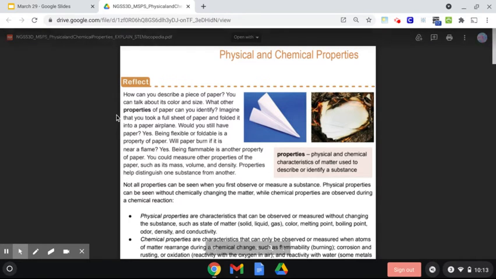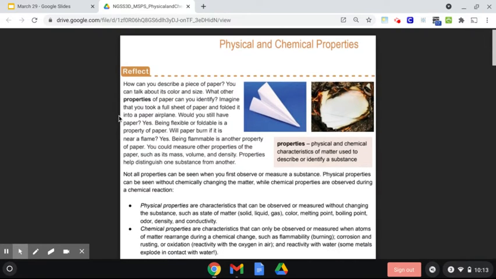Imagine that you took a full sheet of paper and folded it into a paper airplane. Would you still have paper? Yes. Being flexible or foldable is a property of paper. Will paper burn if it is near a flame? Yes. Being flammable is another property of paper. You could measure other properties of the paper, such as its mass, its volume, and density.